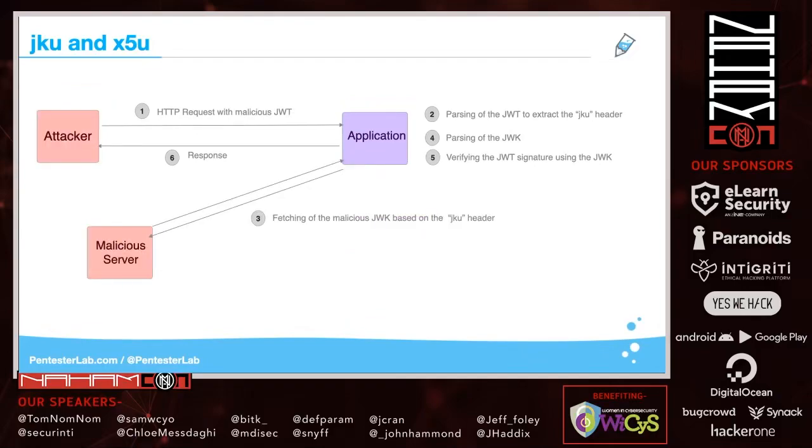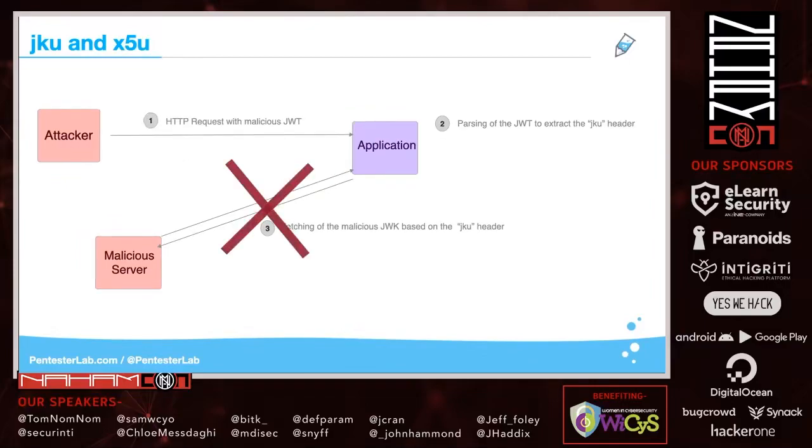If we look at what an attacker can do, it's going to send an HTTP request with a malicious JWT. The application is going to parse the JWT to extract the JKU. Then it's going to fetch the malicious JWK based on the JKU, so from the malicious server. Then the application will verify the JWT signature using the malicious JWK. And since the attacker controls both the JWK and the token, they can say, I signed this token with this key, and make the key available to the application. And that can allow you, for example, to bypass authentication on a server.